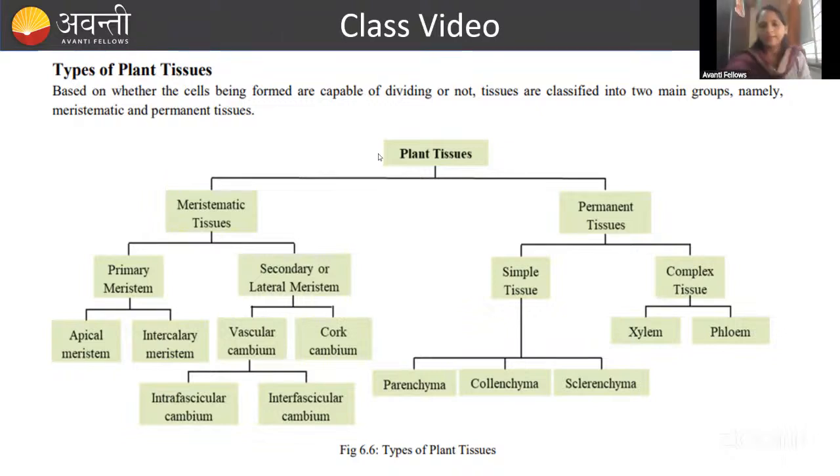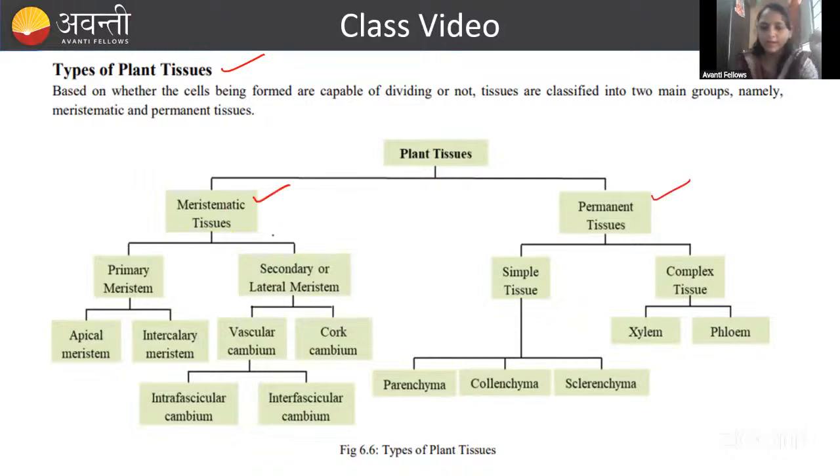Okay, fine. A tissue is a group of cells, right? A group of cells having a similar structure and similar function, we call it a tissue. Here we are going to mainly talk about the plant tissue. In the plant tissue, mainly we will talk about the meristematic tissue and the permanent tissue.